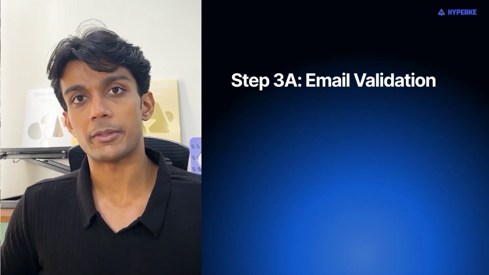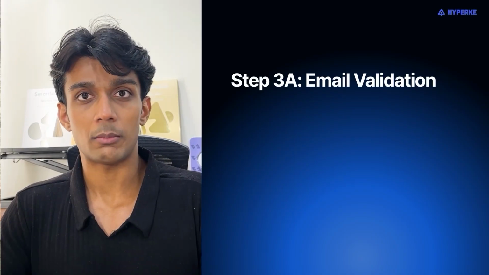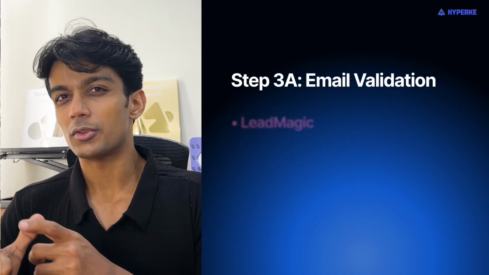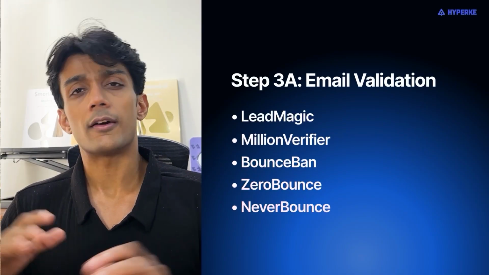Anyone that's been doing cold email knows that you need to validate your emails using one of these common reliable email validation tools. So you can use LeadMagic, you can use Million Verifier, Bounce Ban, Zero Bounce, Never Bounce. All of those are reasonably good. The KPI to look for is after you verify your list using these tools, your bounce rates should always stay below 3%. And a word of warning here, do not ever email anyone, no matter where you get their emails from, without validating that email address.